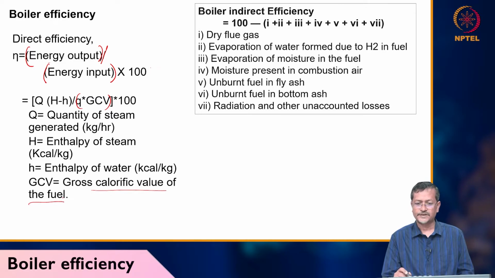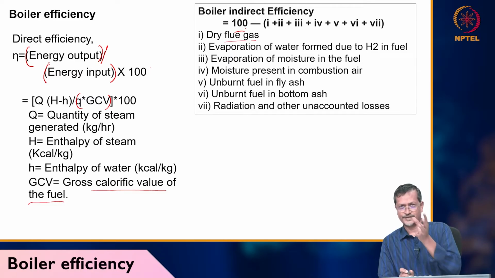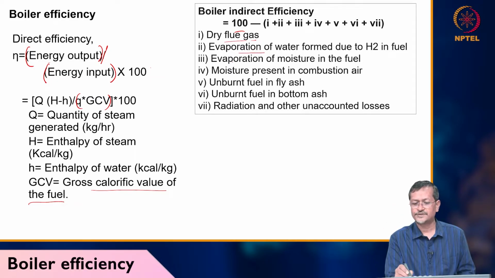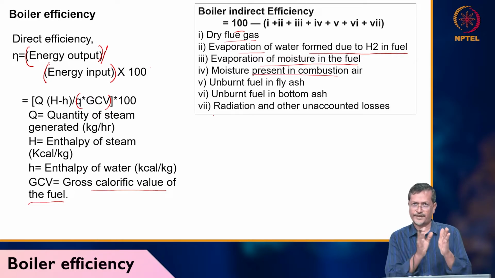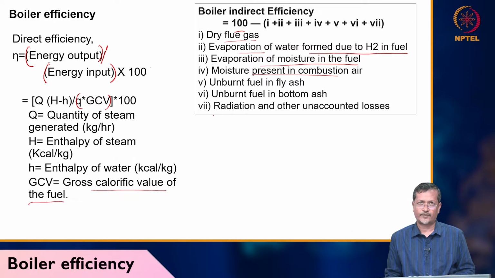Now the boiler indirect efficiency formula is 100 minus losses 1, 2, 3, 4. One is dry flue gas losses. Initially you assume 100% of the energy is going, and then ask how much losses there are. So indirectly you calculate how much energy you actually give from your fuel to the steam. Evaporation loss, evaporation of water formed due to hydrogen in fuel, evaporation due to moisture present in combustion air. If you know all these parameters, you can subtract all these losses from 100. In that way, indirectly you can calculate boiler performance.